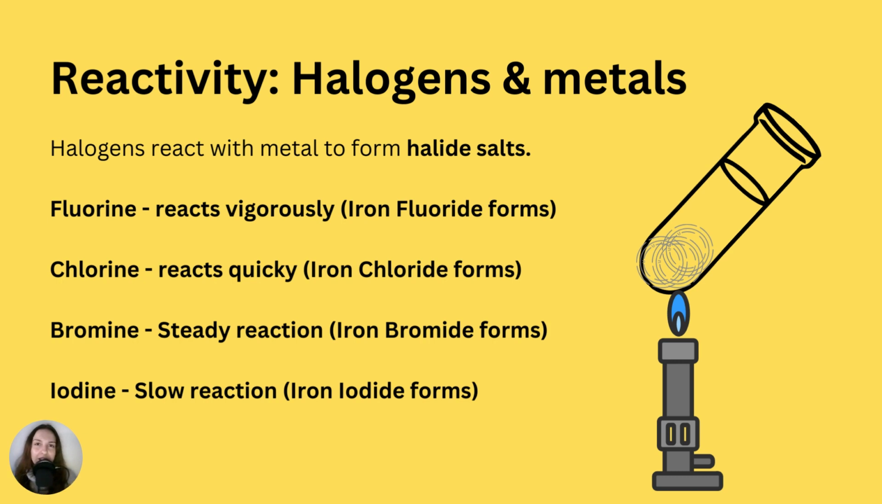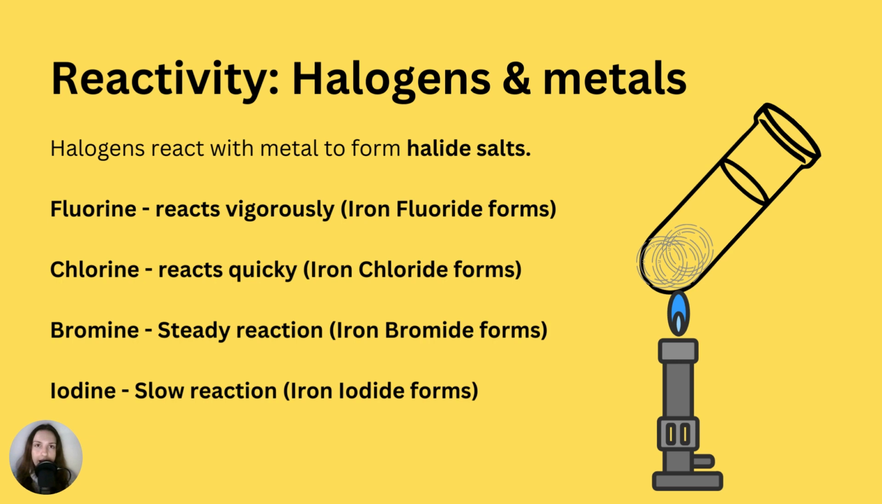So, the reactivity at GCSE you need to be aware of is the reactivity between halogens and metals. You can observe this by reacting the halogen with iron wool. You get some iron wool, which is essentially just pieces of iron spun very thinly. Place that in a test tube, and we can heat up that substance using a Bunsen burner. And we can observe what happens. And what will happen is the halogen will react with the metal to form a halide salt.